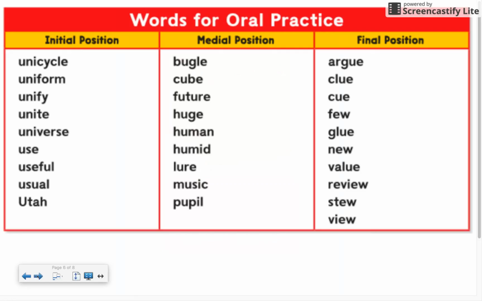Just like I, we hear U in different parts of the word. We hear it at the initial or the beginning position, like in unicycle or unite, useful. We also hear it in the middle position, like in cube or human. And we also hear it in the final or ending position, like in argue, glue, or review.